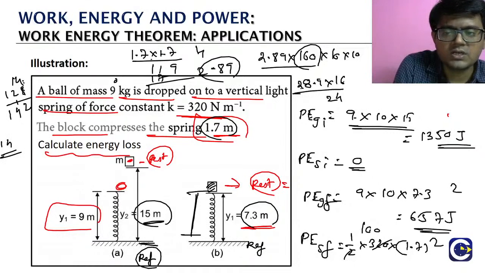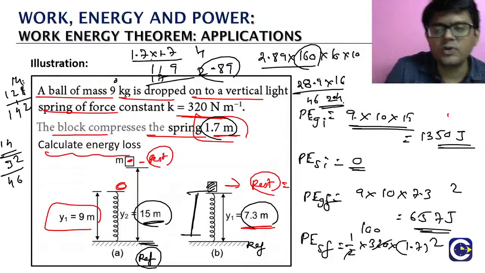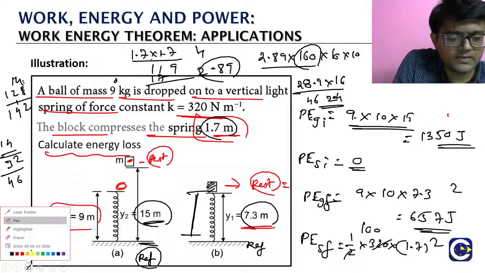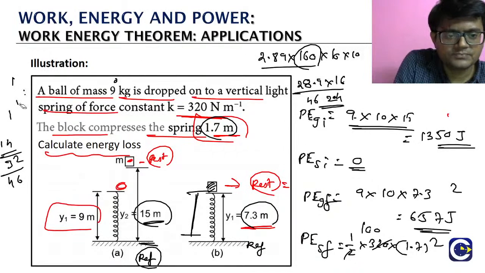அப்புறம் 16 joules are what? 32. ஆட் பண்ணா what is it? 46. Okay, so என்ன வருது? 462.4. So 28.9 into 16 எவ்வளவு? 462.4. So இதுதான் final spring potential energy. Okay வா?